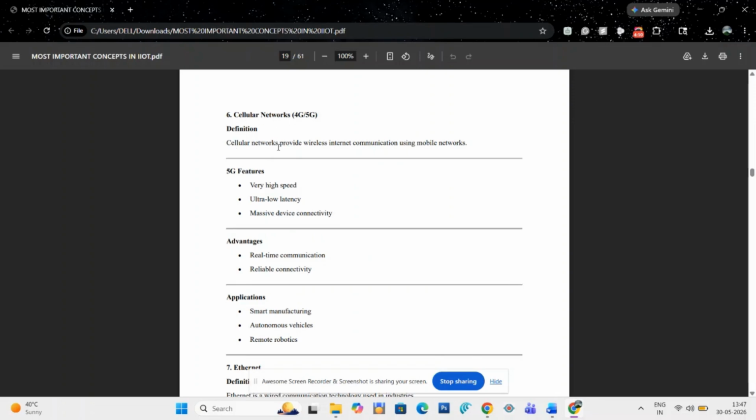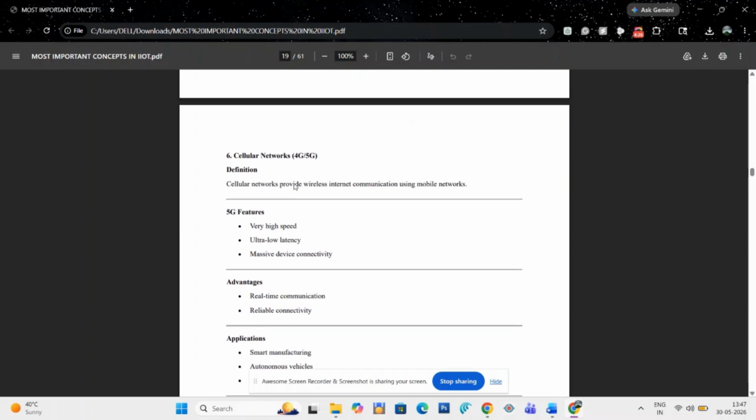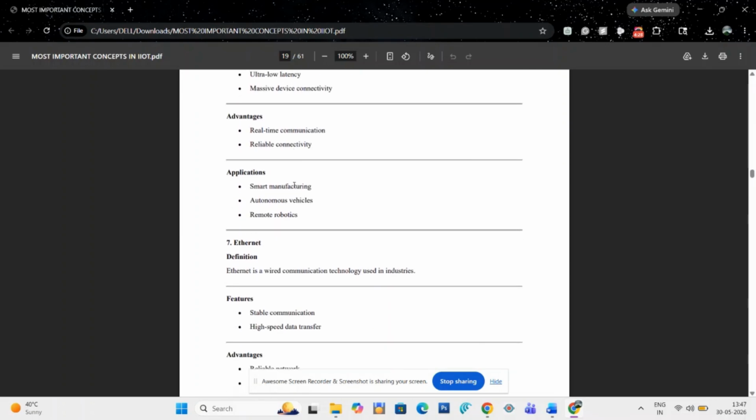The sixth technology is cellular networks like 4G and 5G. Cellular networks provide wireless internet communication using mobile networks. The features of 5G are very high speed, ultra low latency, and massive device connectivity. The advantages are real time communication and reliable connectivity. The applications of cellular networks are in smart manufacturing, autonomous vehicles, and remote robotics.